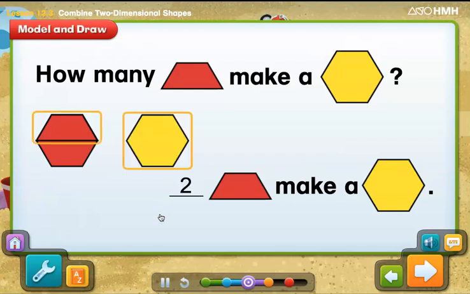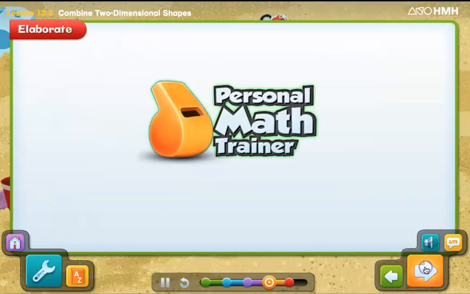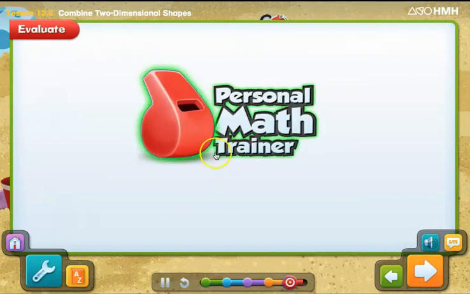What do you notice about the sides and vertices of these shapes? A single trapezoid has 4 sides and 4 vertices. When you put 2 trapezoids together, you make a hexagon which has 6 sides and 6 vertices. Now let's practice with the personal math.